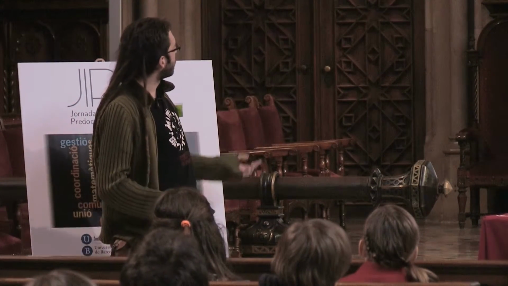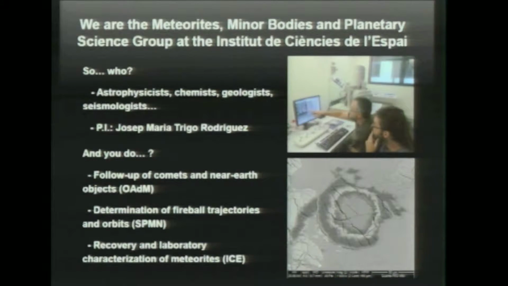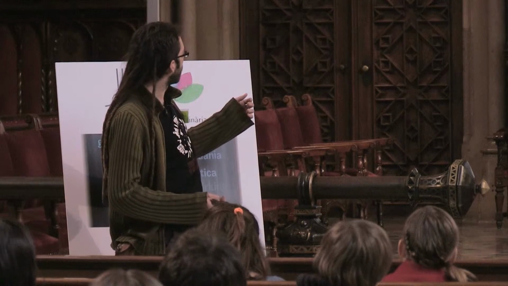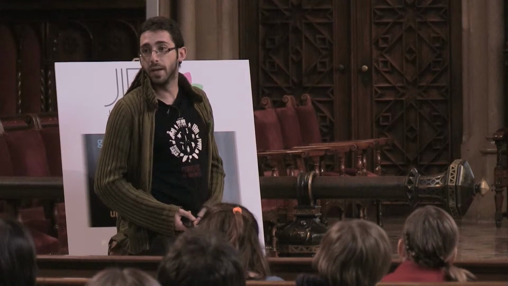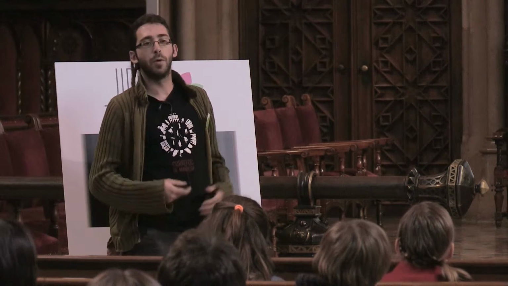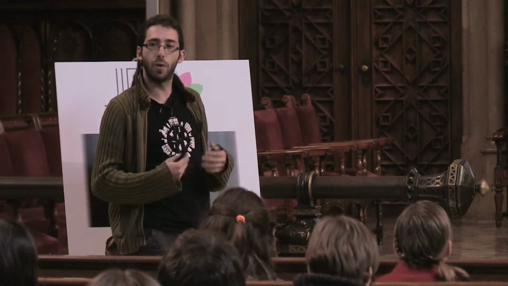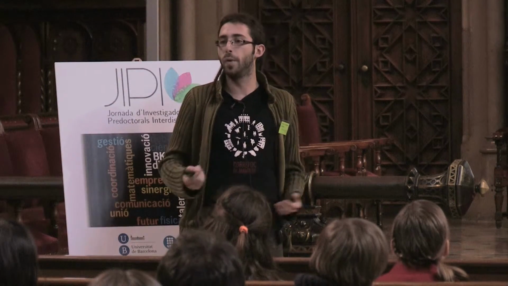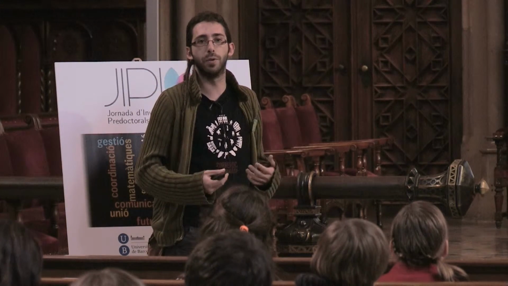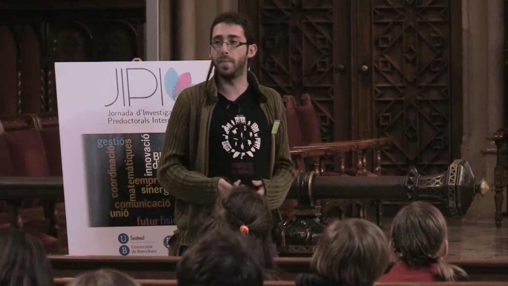But who are we? We are the Meteorites, Minor Bodies, and Planetary Science group at the Institut de Ciències de l'Espai. We are a multidisciplinary group that uses several different points of view to study meteorites, asteroids, and comets. And we use three different ways to study these objects. First of all, we use the telescope at the Observatori Astronòmic del Montsec that allows us to follow asteroids and comets and obtain their trajectories and see where they go, where they come from. We also use the Spanish Meteor Network to follow the trajectories of the bodies that enter our atmosphere, and then we can know where they fall and also where they come from. And last of all, we study samples in the laboratory that allow us to know also where they come from and what the meteorites are made of.